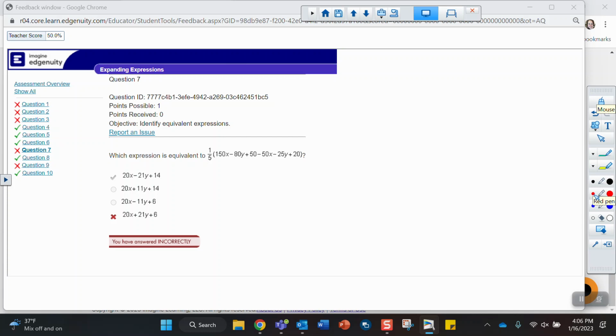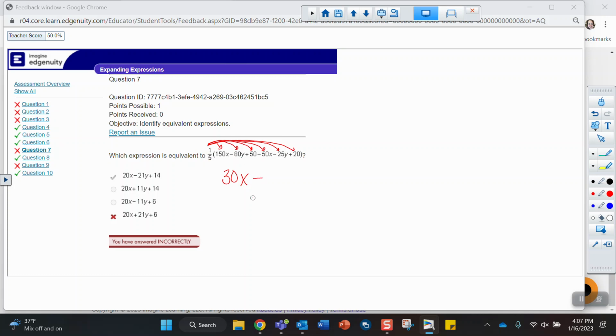Oh, this is a big one. But it's going to be okay with that fraction out in front because all these numbers are divisible by 5. Multiplying something by 1/5 is really the same as dividing it by 5. 150 times 1/5, that's 30x. I just took 150 divided by 5. This works because the numerator is a 1.